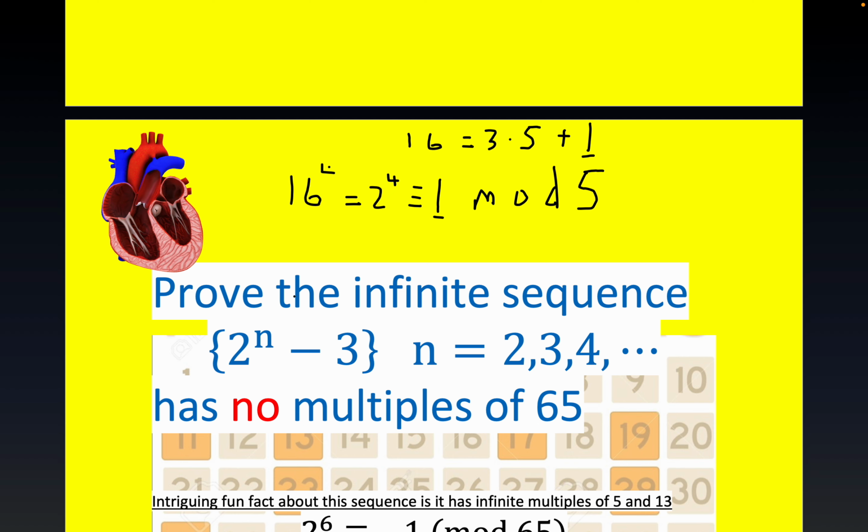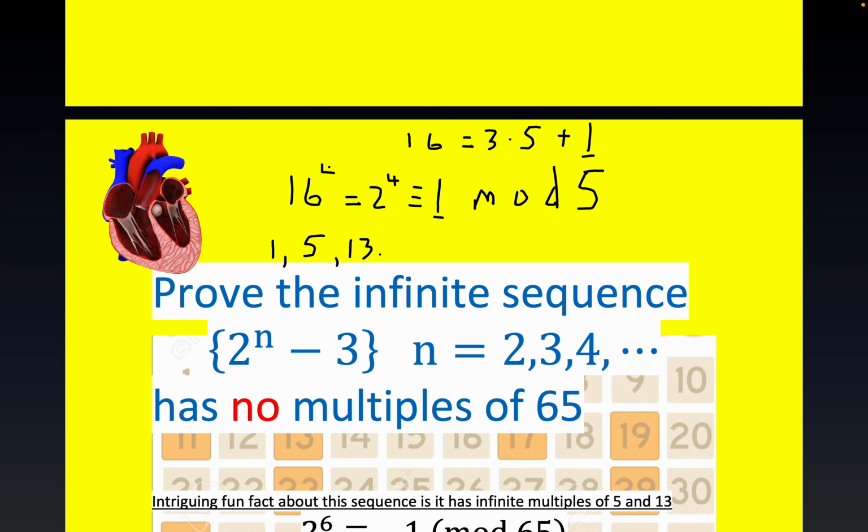Now today we want to show that this infinite sequence comprised of terms of the form 2 to the n. Let's see what the first one would be: 1. If you put 3 in there, you get 5? Just writing down the first few terms. If you put 4 in there, you get 16, you get 13. So these are the first 3 elements in this set.